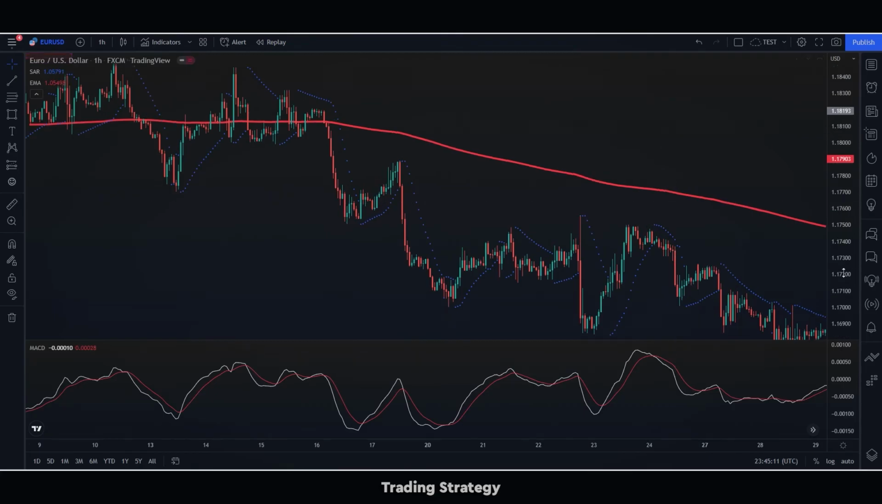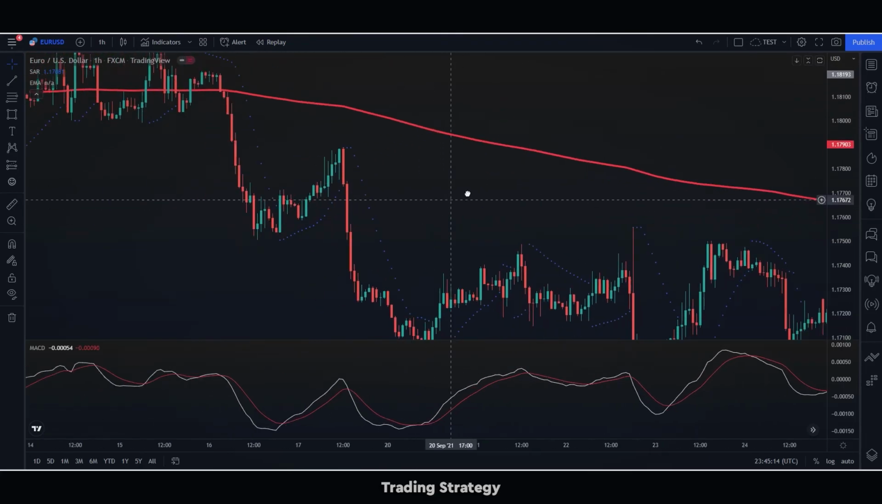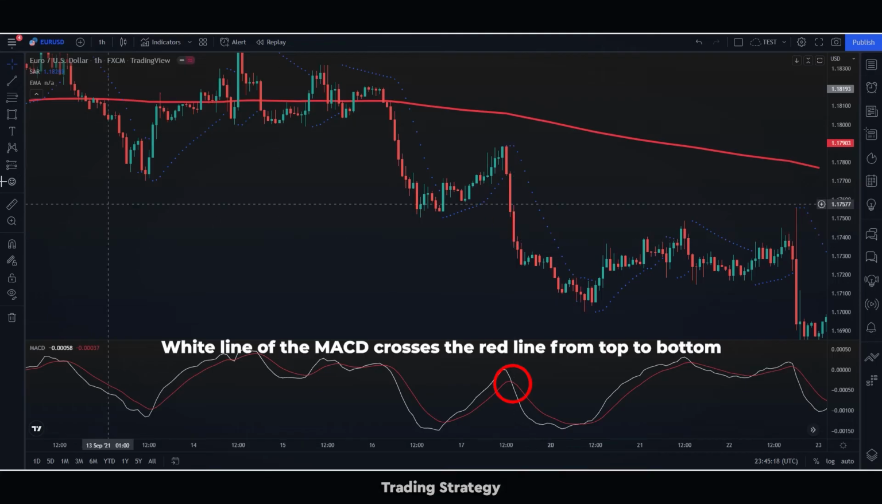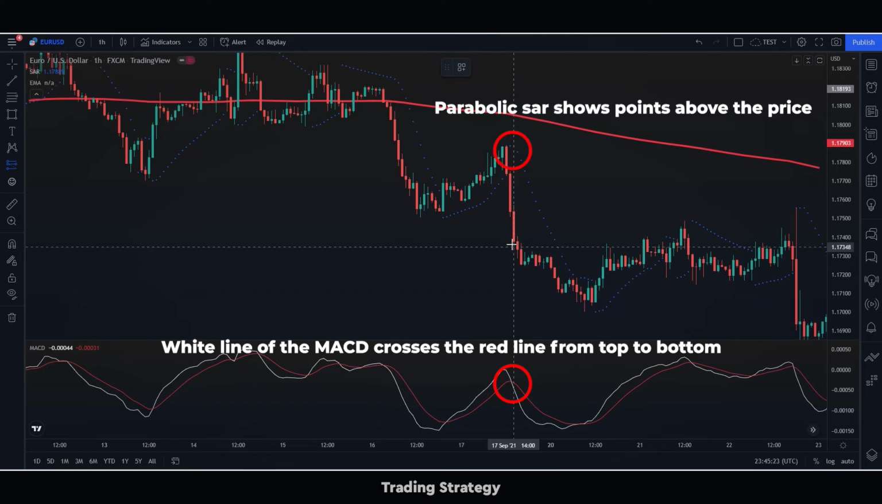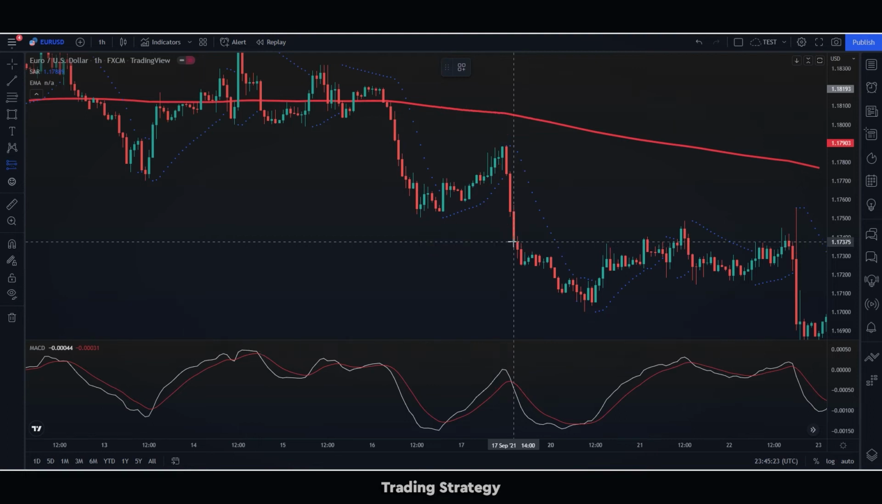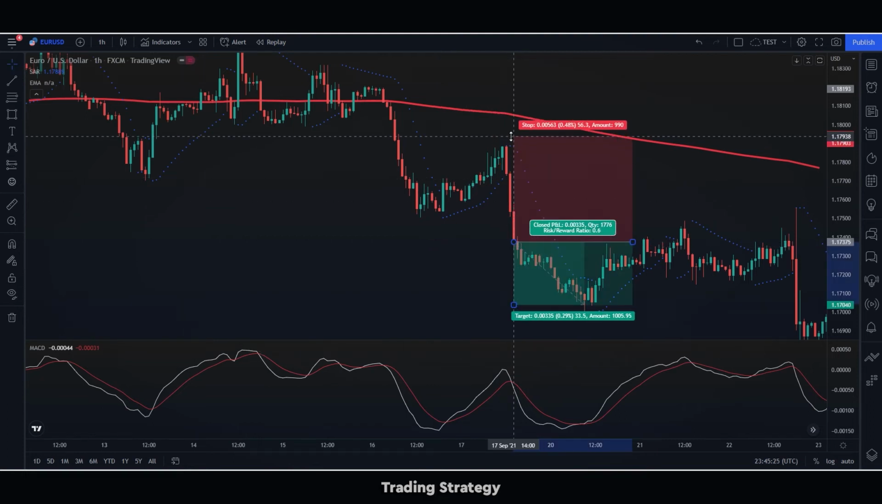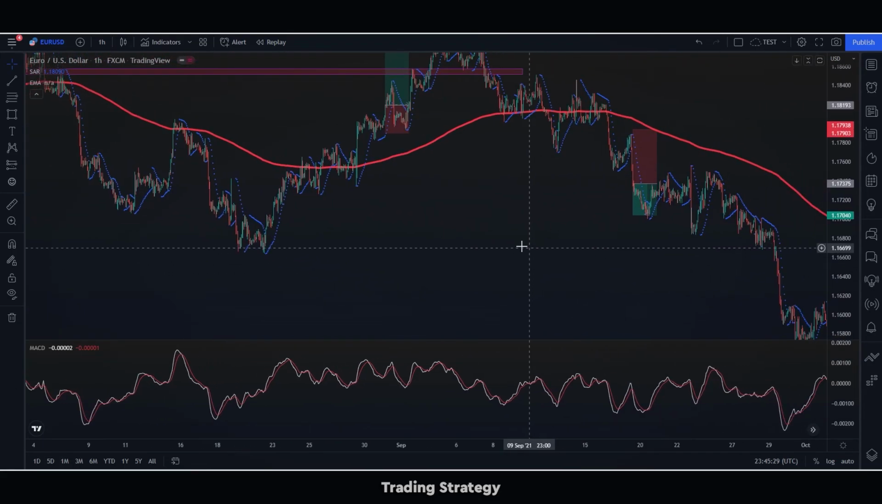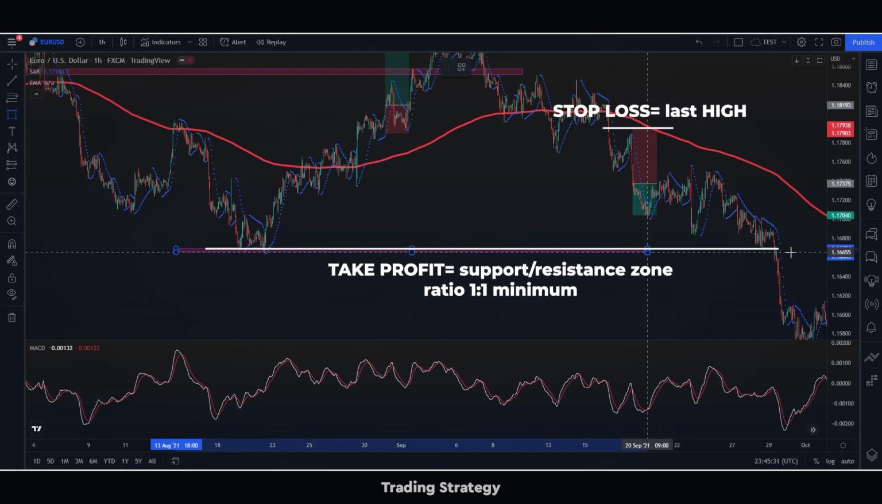To carry out sell operations, we will simply have to wait for the price to be below the EMA and the white line of the MACD crosses the red line from top to bottom. If this is true, we will see that the parabolic SAR shows points above the price. If this is also true, we will carry out the sell operation. We will place the stop loss above the last maximum and the take profit in the support and resistance zones with a minimum risk-benefit ratio of 1:1.